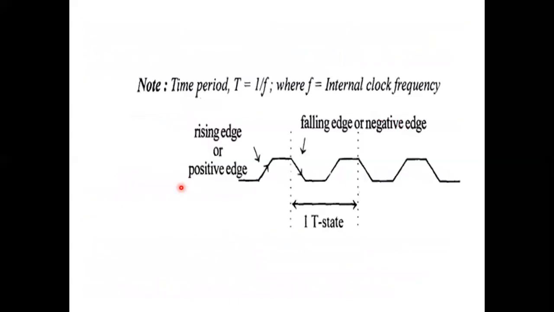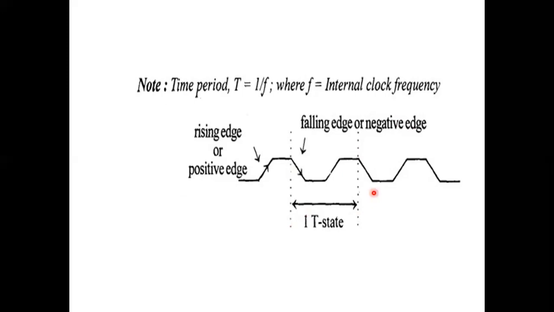So this is the time period and the frequency concept. This is the clock pulse. One on, one off is one clock pulse, and that is one T state. For a particular machine cycle, it will require three T states or four T states like that.